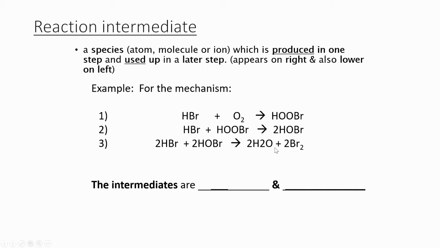All right, so we've got HOBr here, right? It's produced on the right and then used on the left. So that's one of ours, and we've got HOBr over here, produced on the right, used on the left. Everything else, our HBrs, or O2s, or waters, or bromine gases, Br2s, those are reactants or products. Intermediates appear on the right and then also on the lower left. That's our definition for an intermediate. See it on the right. So these two are both our intermediates.